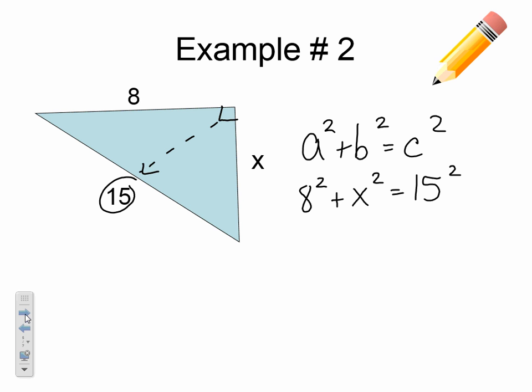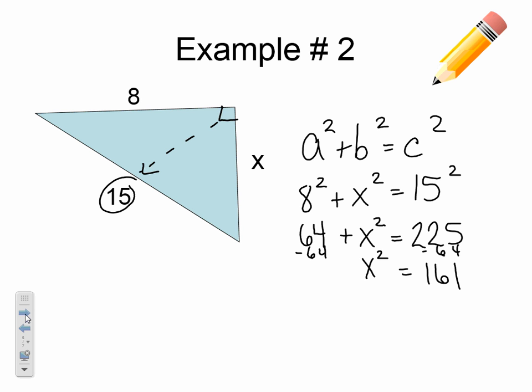And now we need to solve this for x to find out that missing side. So 8 squared is 64. X squared, I don't know. 15 squared is 225. So if I subtract the 64 to get x squared alone, 225 minus 64 is 161.